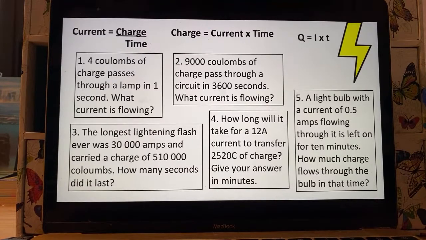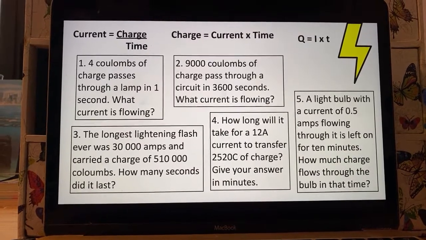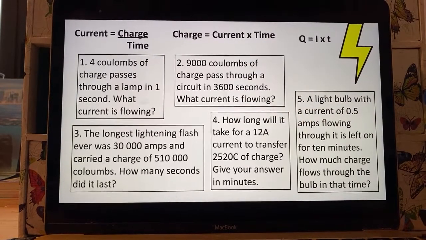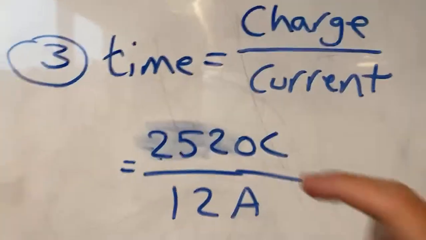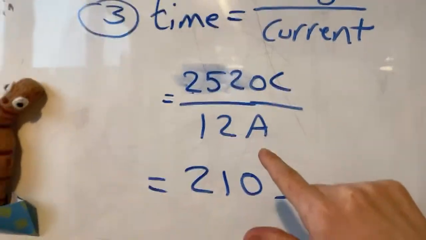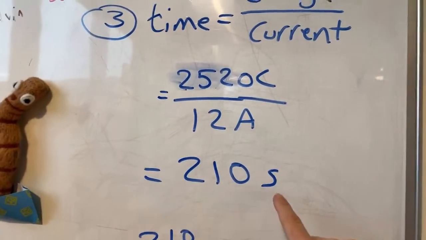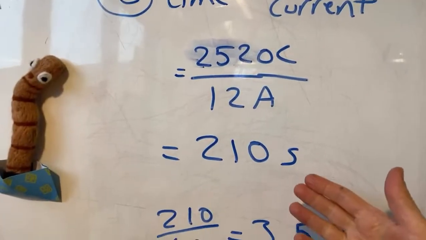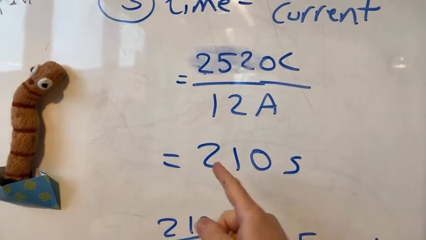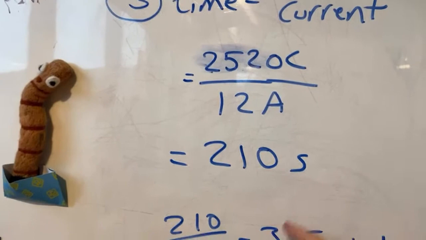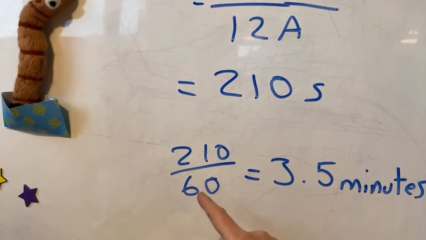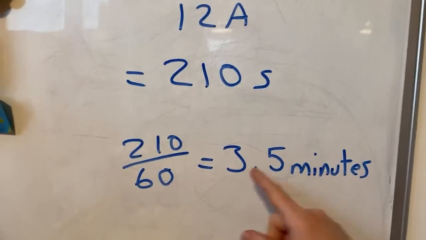Number 4. The answer I have to number 4 is we've got 12 amps, 2,520 coulombs of charge. Give your answer in minutes. So we're looking for time again. So I've done my charge divided by my current, which has given me an answer of 210 seconds. What is that in minutes? Well, there's 60 seconds in 1 minute. So it's 210 divided by 60, which gives you 3.5 minutes.